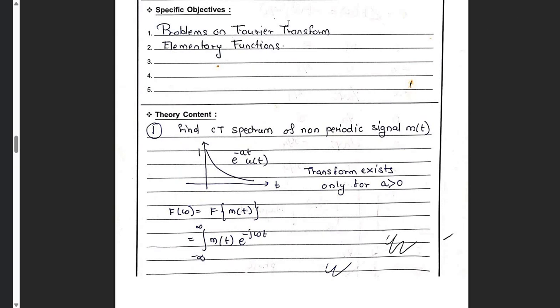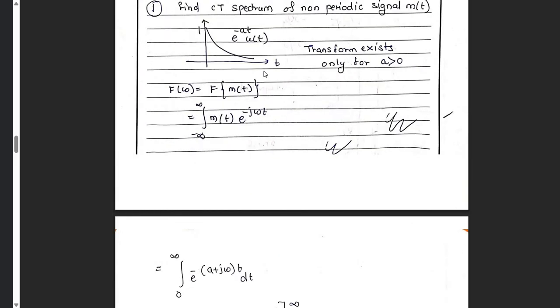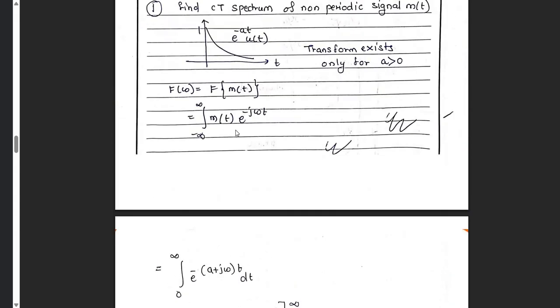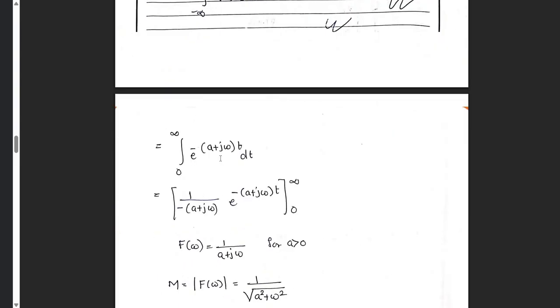Now let us have an example of Fourier transform, some elementary functions. This is the first one, just e raised to minus at u of t. The basic definition of the transform is integral of m of t e raised to minus j omega t. Now m of t will be taken directly as e raised to minus at into e raised to minus j omega t. So the total will be e raised to minus of a plus j omega t dt.